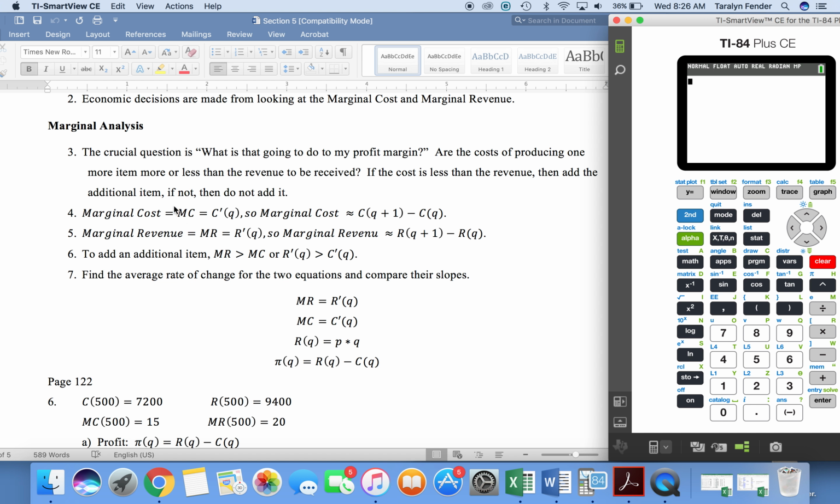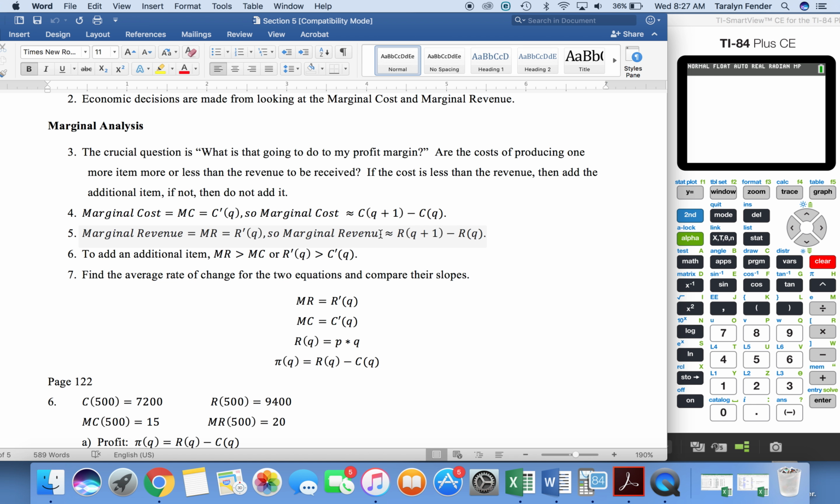So marginal cost will be MC or C prime of Q. So marginal cost is approximately equal to the cost of the quantity plus 1 minus the cost function itself. So the marginal revenue is similar. Marginal revenue, MR, R prime of Q, is approximately equal to R of Q plus 1 minus R of Q, and that's your difference. To add the additional item, marginal revenue must be greater than marginal cost.